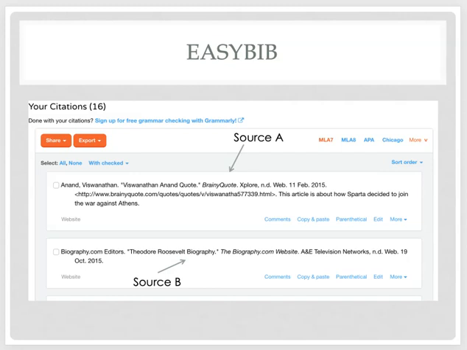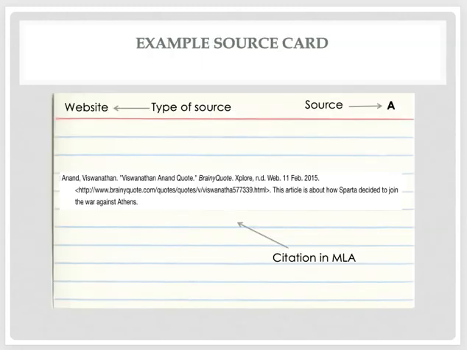And so what you're going to do is take your source A and write it in the middle of your card in MLA format. That means your first line is not indented, but the rest of your lines are. So make sure that you're following the format because you get docked points if you don't. Then at the top left-hand side, you need to write down what type of source this is coming from. We got this from a website. You can see that from the HTTP, the Brainy Quote. You know that that is from a website.